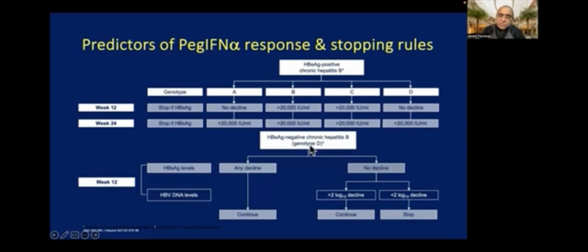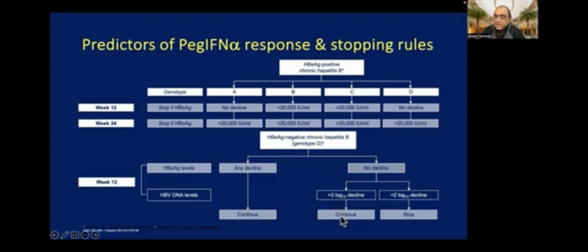minded then 3 studies are available in Pakistan scenario. We have got more genotype D as compared to genotype A, B or C. But just theoretically, if she would have been genotype D, at 12 weeks, we'll check the HBs antigen levels. Any sort of decline, we continue. No decline, then we check the DNA levels quantification.